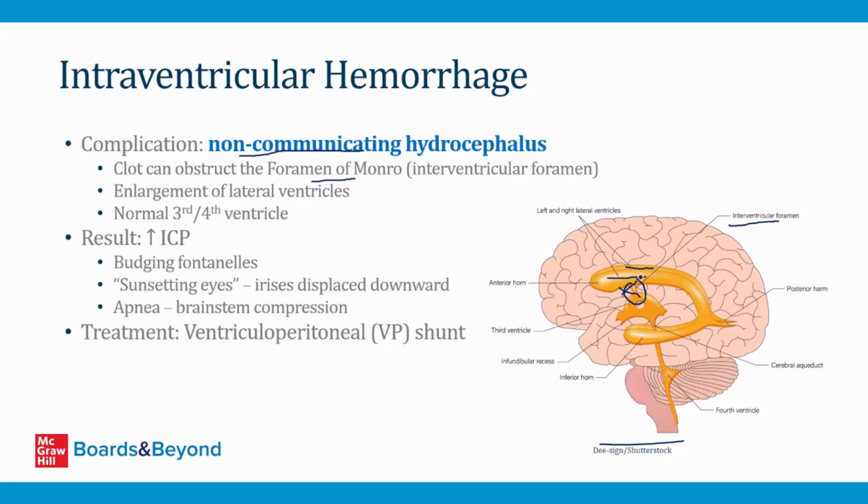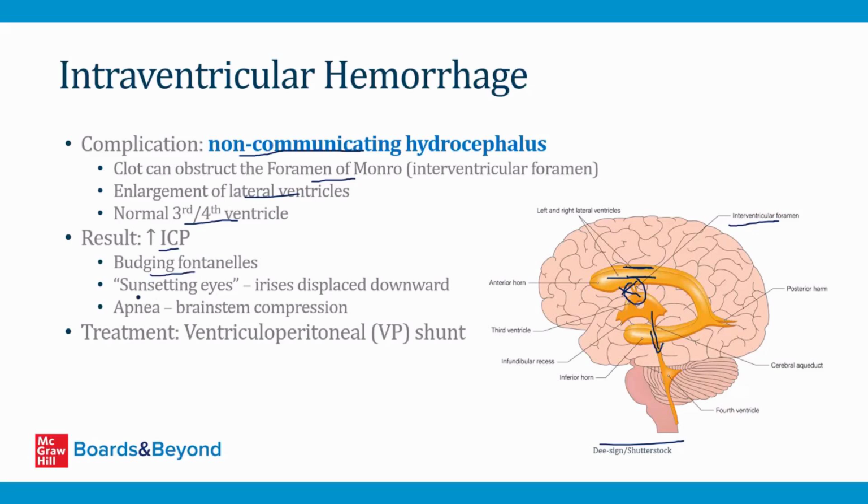But basically, you're going to have increased CSF above the obstruction in the lateral ventricles and decreased CSF in the ventricles below the obstruction. And this can be visualized by ultrasound imaging of a premature baby's brain. You'll see enlargement of the lateral ventricles, but a normal third and fourth ventricle because those are not affected. And the clinical problem this presents is that the intracranial pressure goes up. So in a premature baby, you can see bulging of the fontanelles.